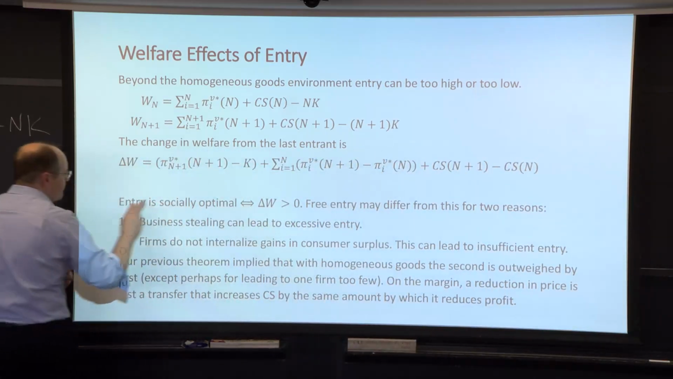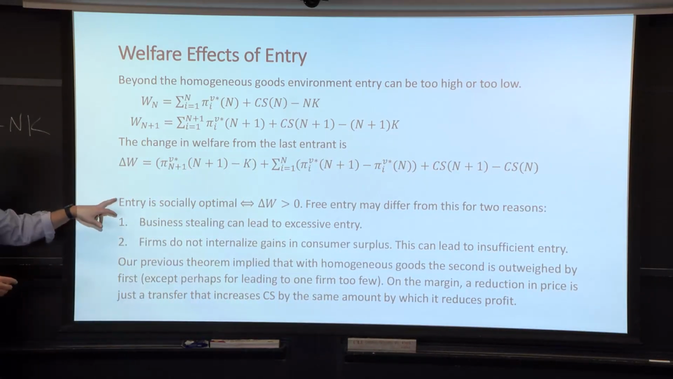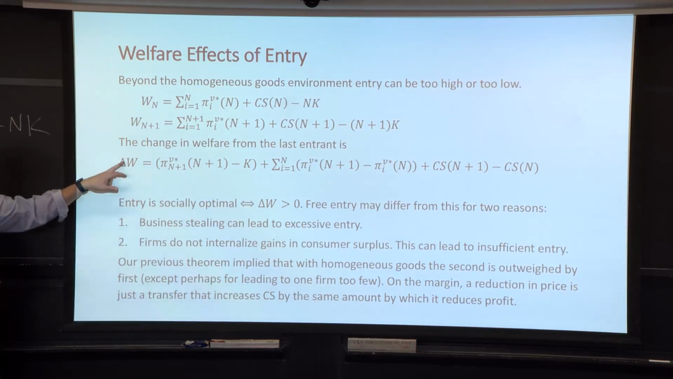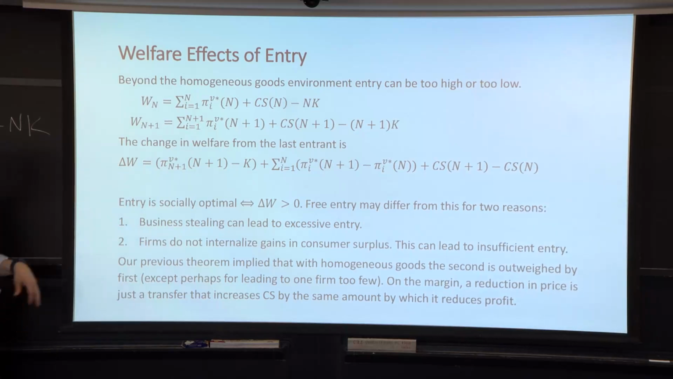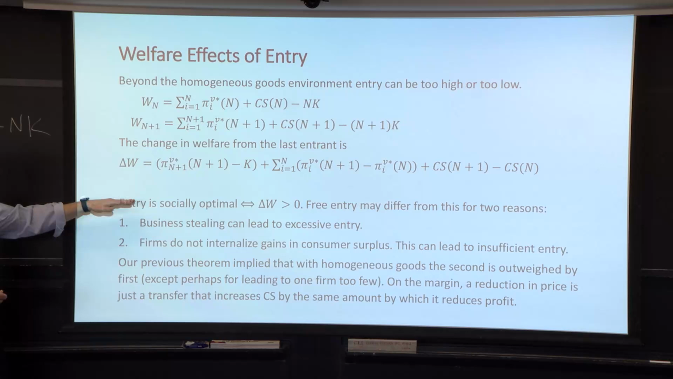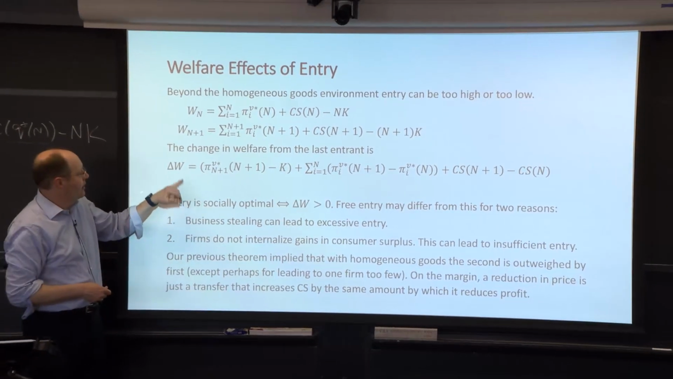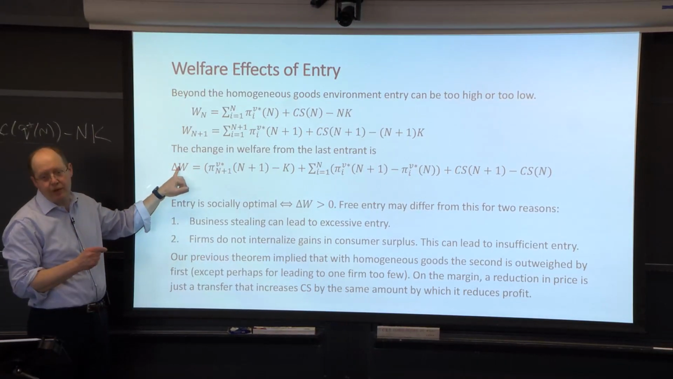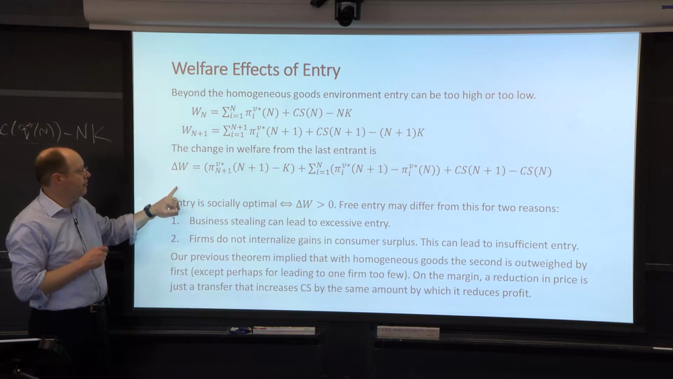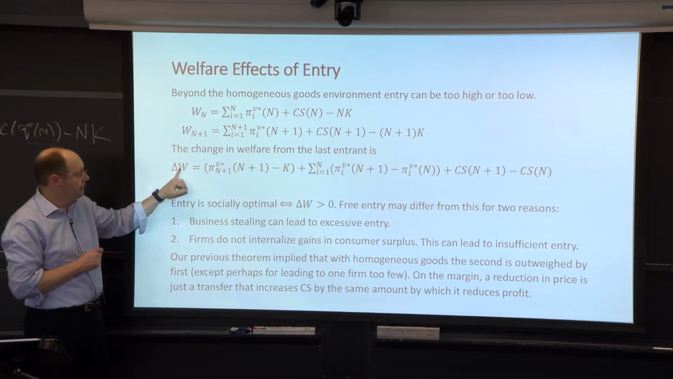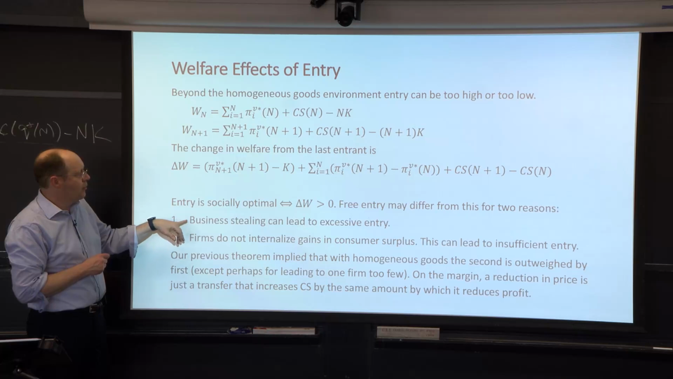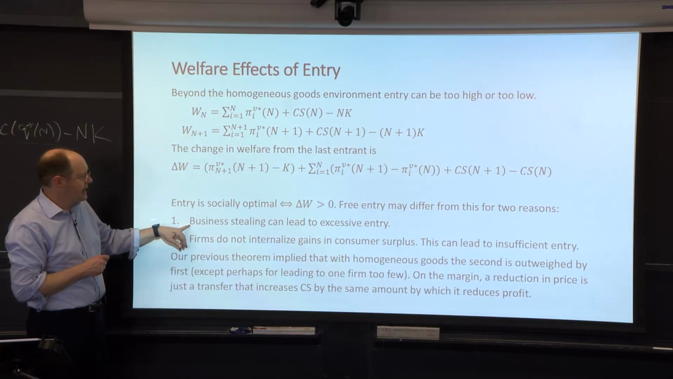So when I wrote here entry is socially optimal, I probably should have said entry of firm n plus 1 is socially optimal if this delta W is positive. So what we want is, if this is positive, we want firm n plus 1 to come in, and if delta W is negative, we don't want firm n plus 1 to come in. Okay. So first of all, why might entry be excessive?